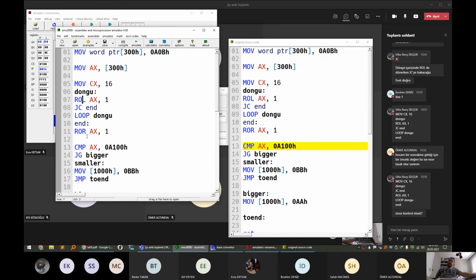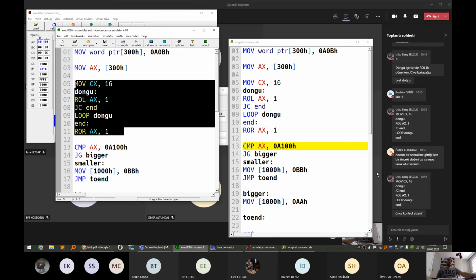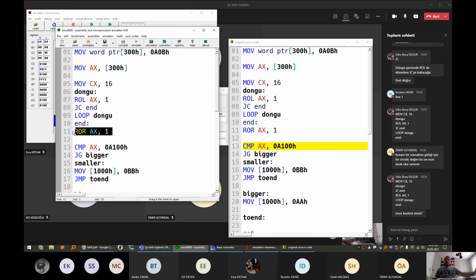We are rotating left. You need to rotate right 1 time back. This is correct. Ömer says that since it went to the next one, the previous value could be kept in BX. Ömer is right, without using rotate right. Ömer is using another register. It is heavy, but it is also correct.